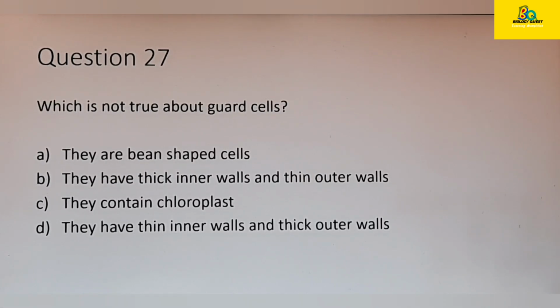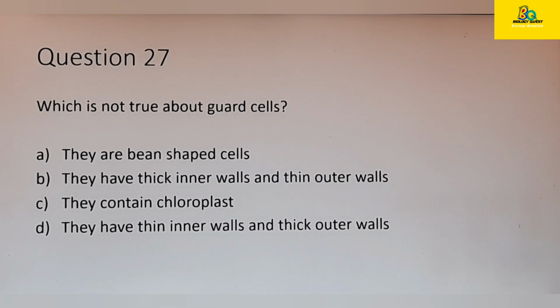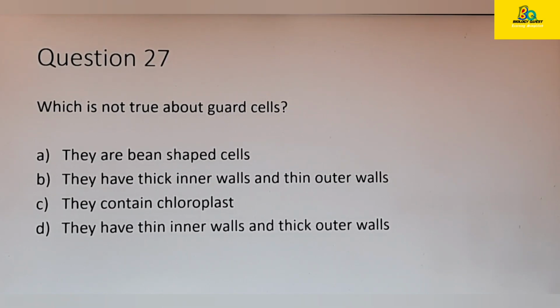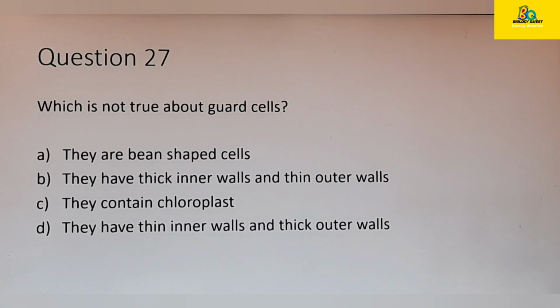Which is not true about guard cells? Options are: they are bean-shaped cells; they have thick inner walls and thin outer walls; they contain chloroplast; they have thin inner walls and thick outer walls. Which is the correct answer? Just imagine the shape of the guard cells. How is it modified? We know guard cells are modified epidermal cells. How are they different from the other epidermal cells?